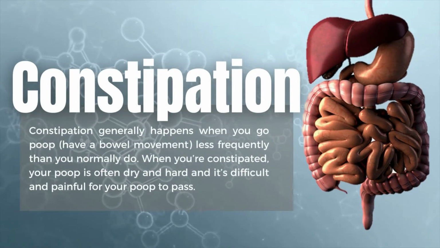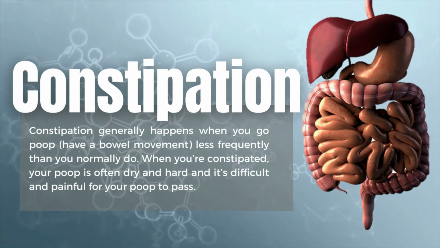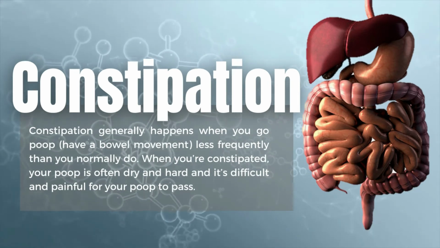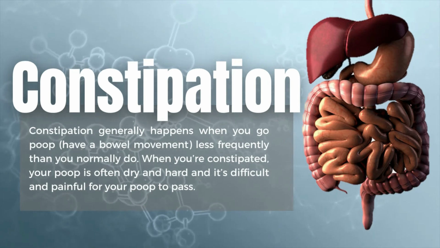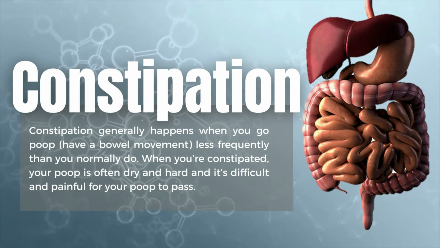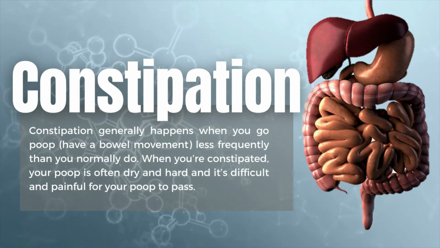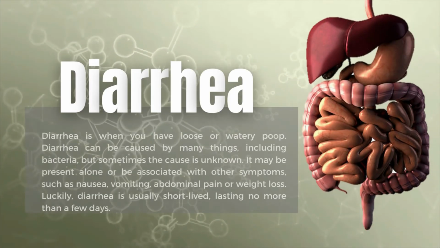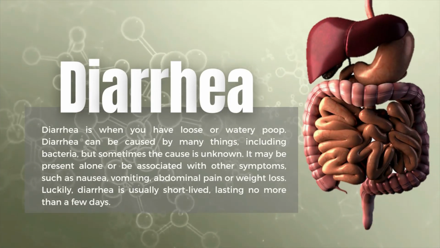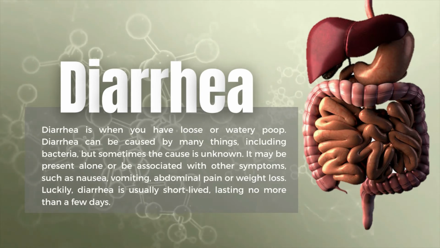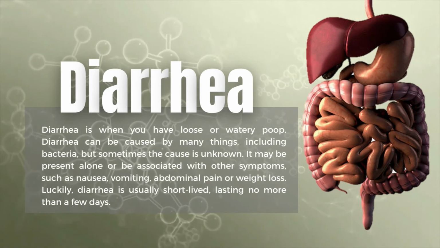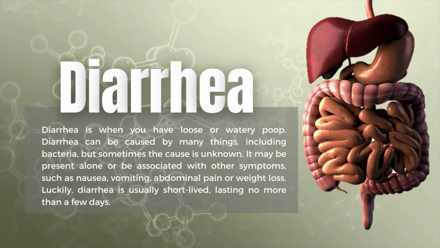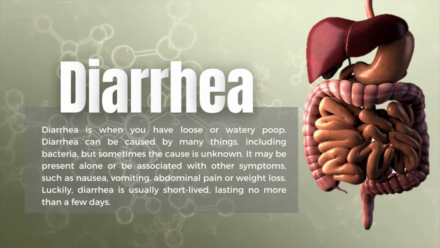Constipation. Constipation generally happens when you go poop less frequently than you normally do. When you are constipated, your poop is often dry and hard, and it's difficult and painful for your poop to pass. Diarrhea. Diarrhea is when you have loose or watery poop. Diarrhea can be caused by many things, including bacteria, but sometimes the cause is unknown.